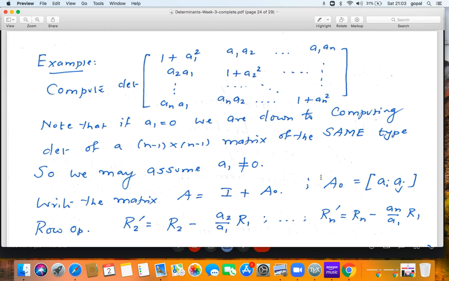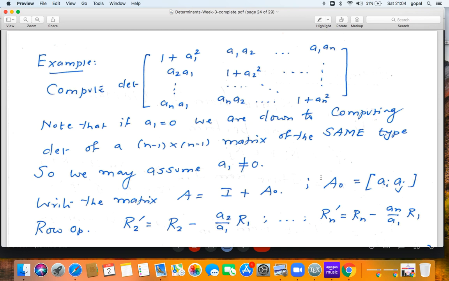And then we can expand the determinant by the first row, and we are down to computing an n-1 by n-1 matrix of the same type. So we may as well assume that a1 is non-zero. So now, just for convenience, let us call the matrix A. We want to compute the determinant of A.